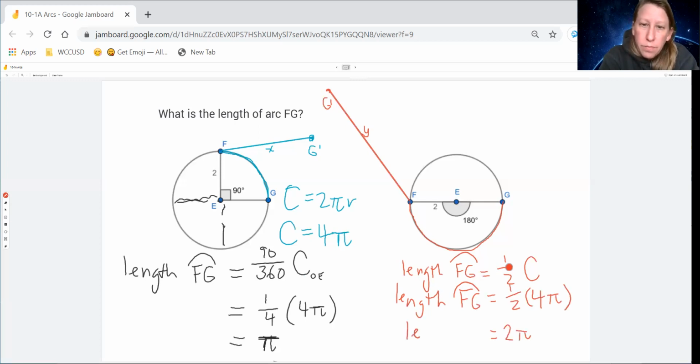Okay. That kind of makes sense. It's twice as far around. So we have pi, 2 pi, 3 pi, 4 pi. All the way around this circle is 4 pi. If I want 1/4 of it, that's pi. And this is 2 pi, 3 pi, 4 pi.